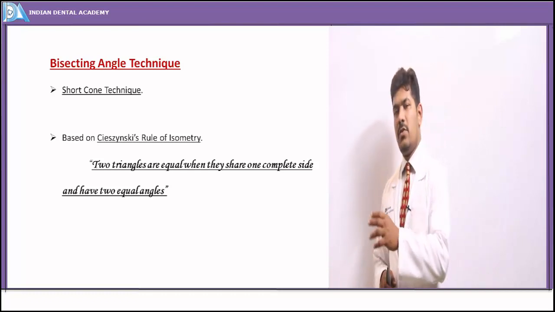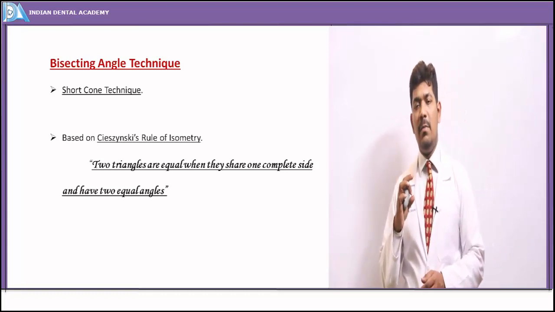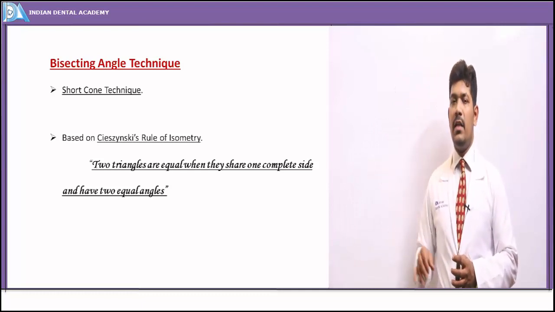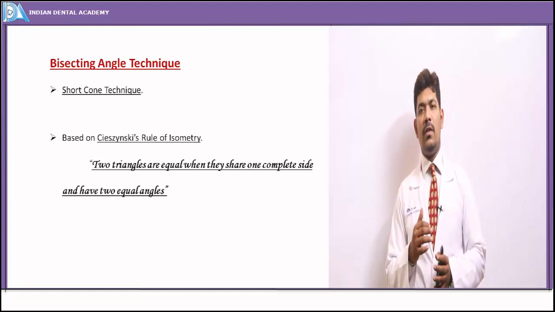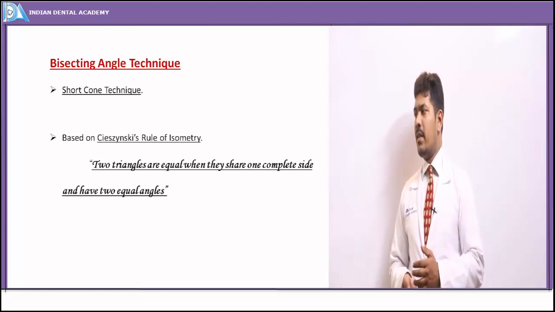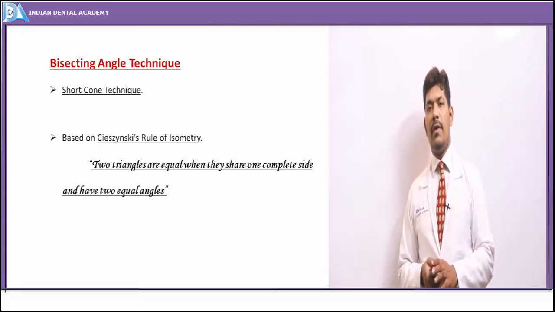The only differences over here are the placement of the X-ray film receptor and the type of cone which we use. Now in this particular technique we use a short cone technique, that is to say, the shorter variant of the cones is used for this purpose. And why this is used is based upon Cieszynski's rule of isometry.